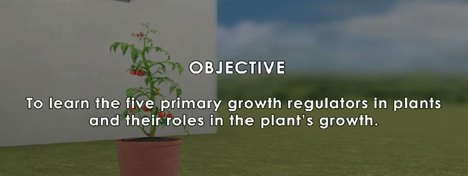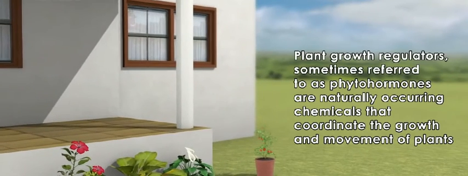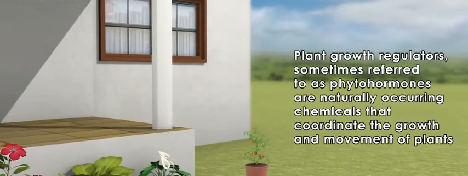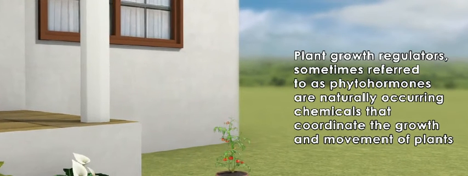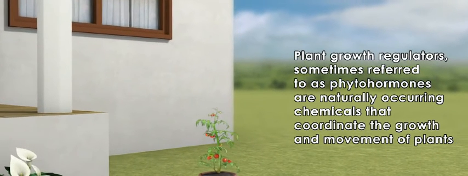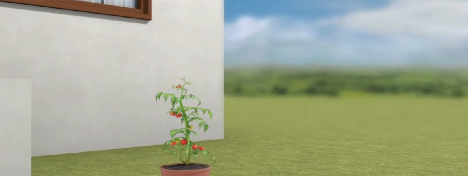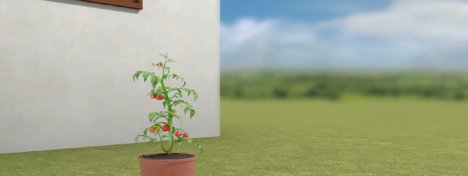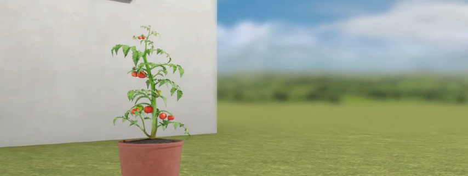Objective: to learn the 5 primary growth regulators in plants and their roles in the plant's growth. Plant growth regulators, sometimes referred to as phytohormones, are naturally occurring chemicals that coordinate the growth and movement of plants. Although these organic substances are produced in minute quantities, they have profound effects on plants.